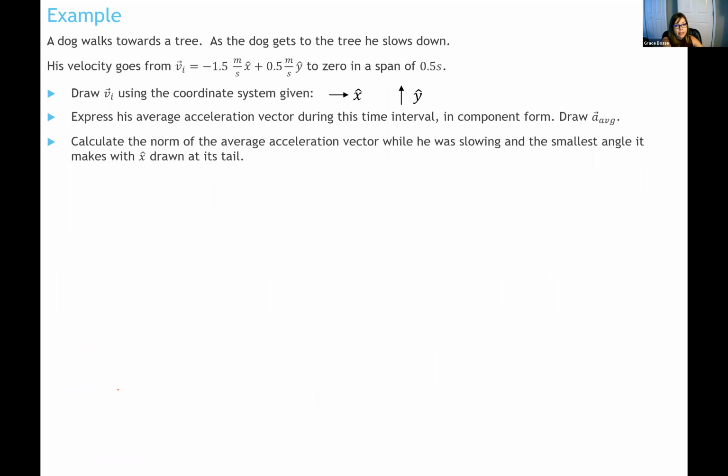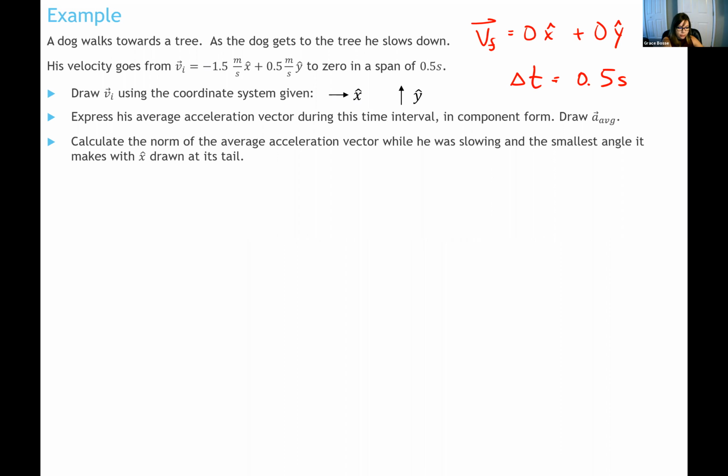He starts to slow down as he gets to the tree because he wants to sit now next to the tree. So his velocity goes from an initial velocity of negative 1.5 meters per second x hat plus 0.5 meters per second y hat to 0 in a span of 0.5 seconds. So what they're telling me here is that v final is equal to 0, and I can write it as 0x hat plus 0y hat, just to be really clear that his final velocity is 0 everywhere. And the time span, or delta t, is 0.5 seconds.